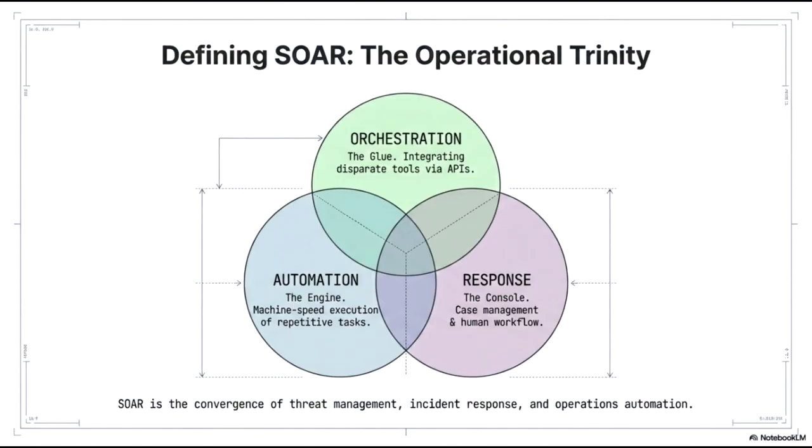To the left, we find automation, described as the engine. This component focuses on the machine speed execution of repetitive, manual tasks. By automating standardized procedures, organizations can eliminate human error and handle high-volume alerts with far greater efficiency than manual processing allows. To the right is response, acting as the console.